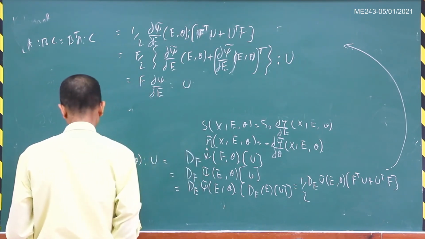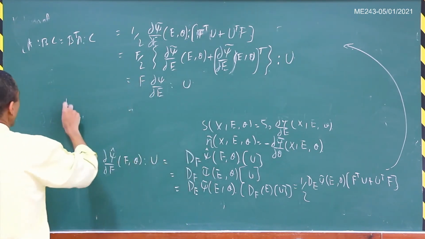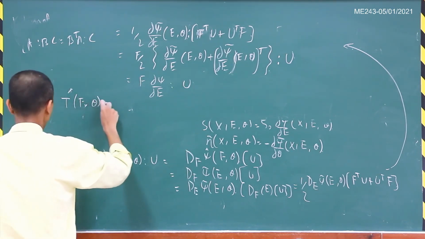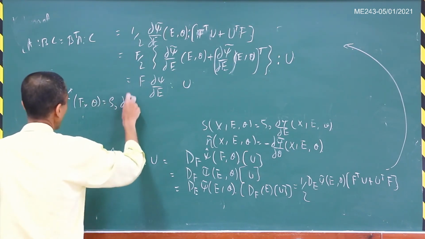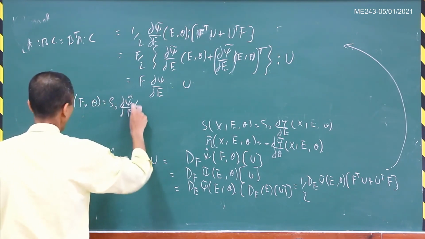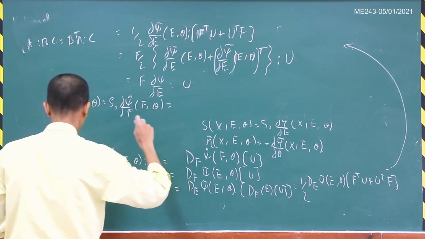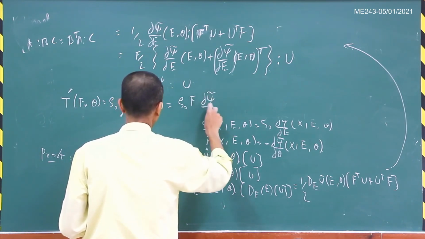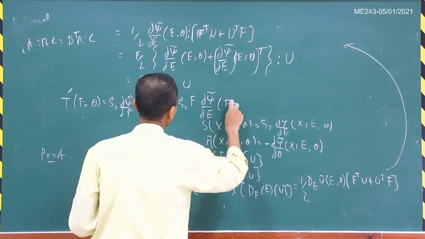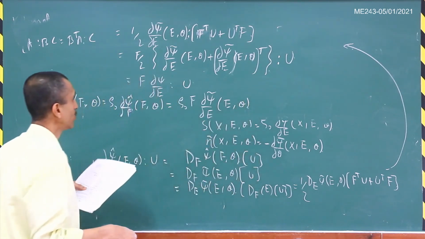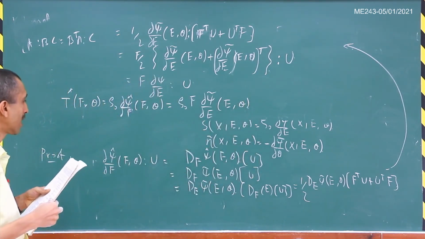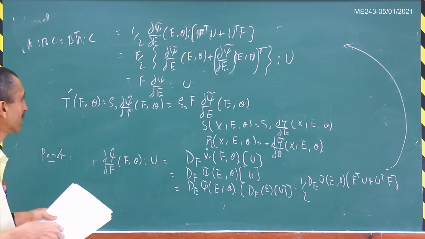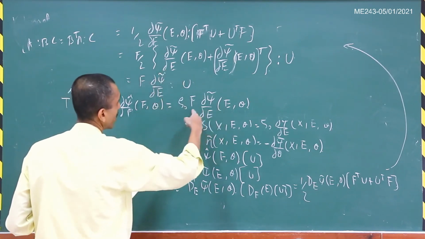Okay, so basically now what we have shown is that T hat of f theta is equal to rho naught times del xi hat by del f times f theta. So that is equal to rho naught of f times del xi tilde by del e times e theta. That is because we have shown that del xi by del f is equal to f times del xi by del e, right? And so that's the reason that we can now write it in this particular way.